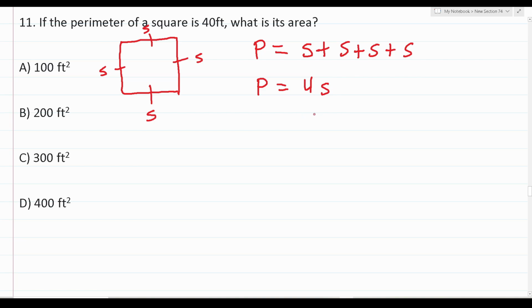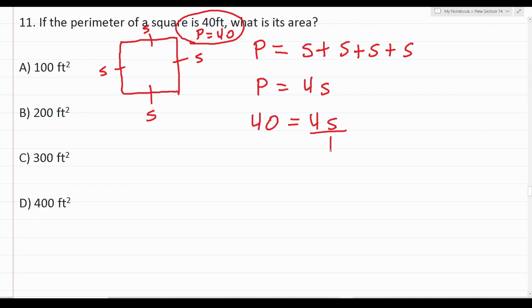Well, what do we know about this square? We already know its perimeter. We know its perimeter is 40. That was given to us in the problem. So in place of P here, I can actually put 40. So this becomes 40 equals 4S.